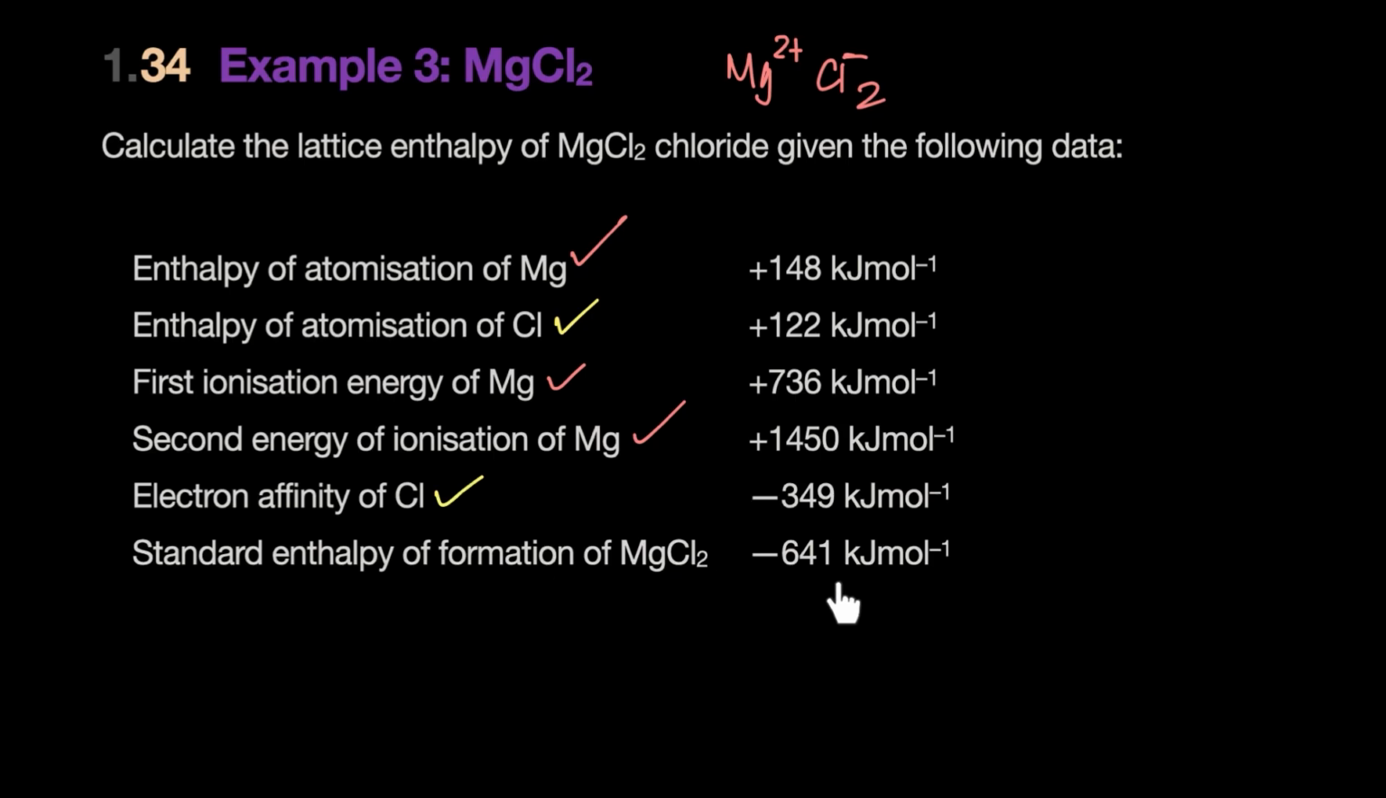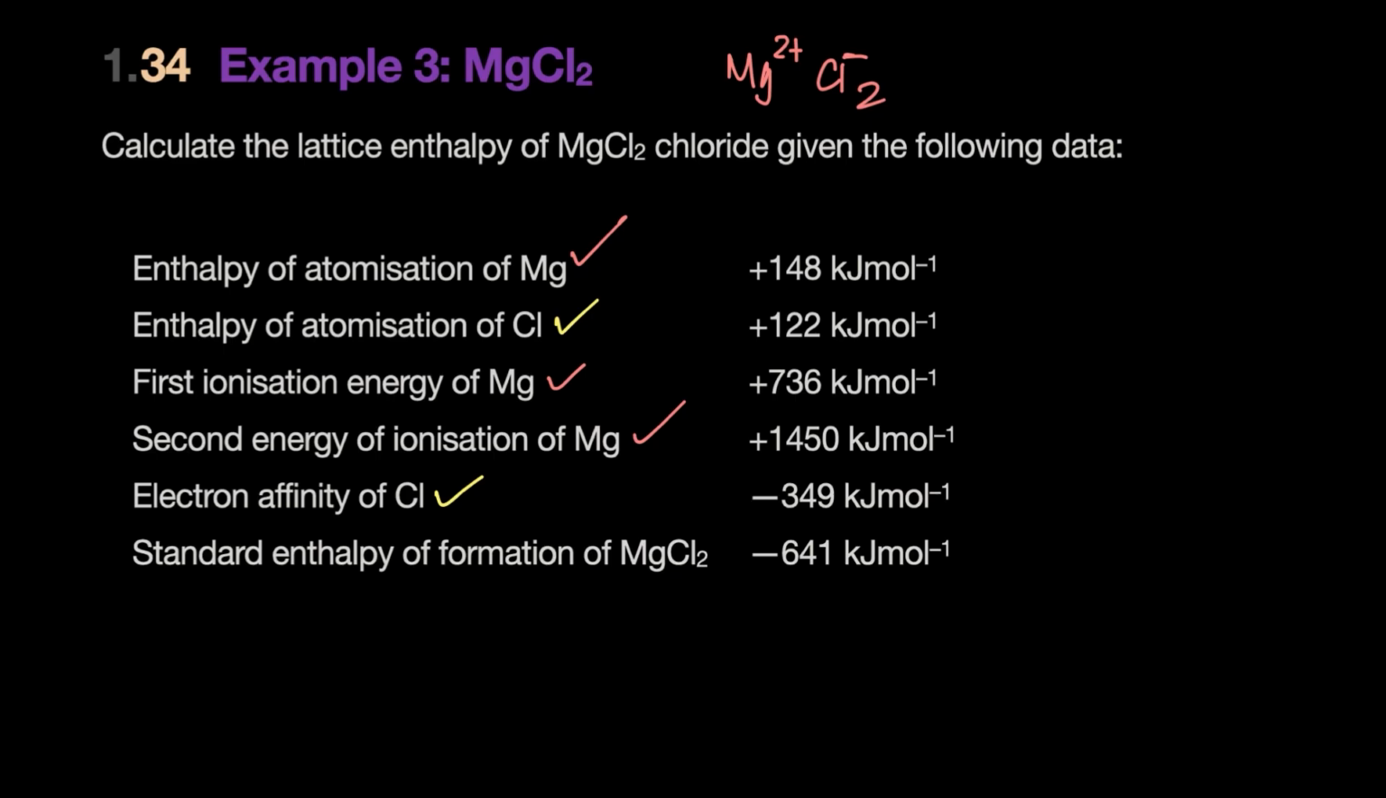And they have the standard enthalpy of formation of MgCl2. So the only difference here would be that first, you'll have to cater to magnesium's second ionization energy. And the second thing you'll need to worry about is the fact that you need 2 chlorines throughout. Because if you think about MgCl2, it needs 2 chlorines. So you've got to keep that in mind also.